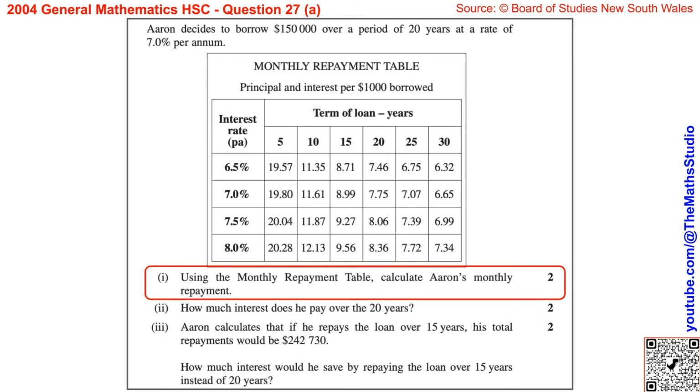Question 27, Part A. Aaron decides to borrow $150,000 over a period of 20 years at a rate of 7% per annum. Part 1. Using the monthly repayment table, calculate Aaron's monthly repayment.